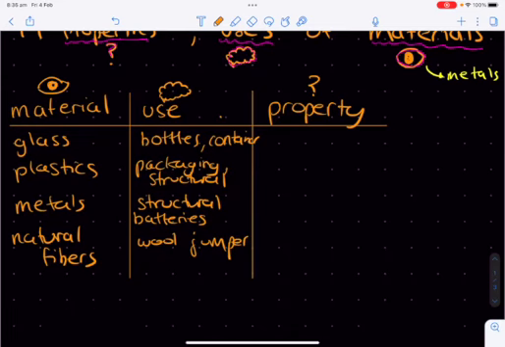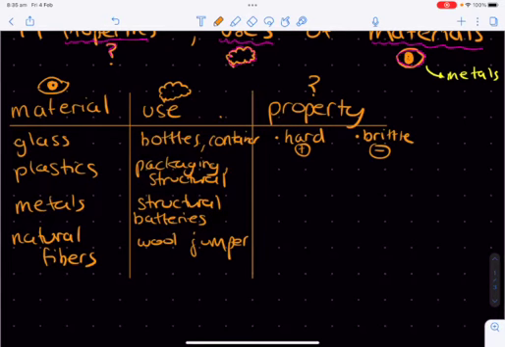Now let's have a think of some properties. What are the properties of glass that make it a good bottle or container? Well, glass is very hard, so that's one property, and that's a real positive. It's hard, so it's not going to bend if you want something contained. But one negative is it's a bit brittle, so it can also break. So it needs to be the right sort of conditions for glass to be a useful material.